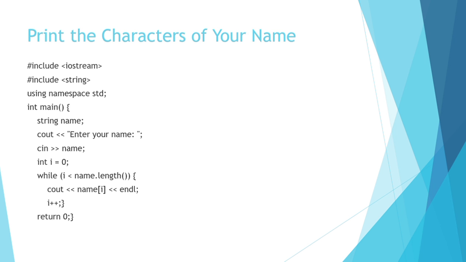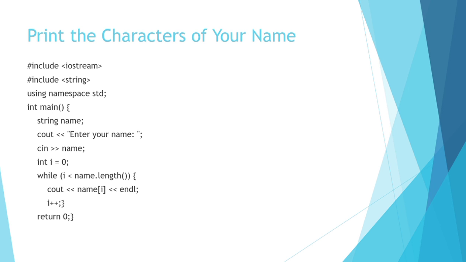Print the characters of your name. string name: this declares a variable name of type string. The string type is used to store sequences of characters. Initially, it's an empty string. cout is used to output text to the screen. Here, it prompts the user to enter their name. cin reads user input from the console. The value entered by the user is stored in the name variable.